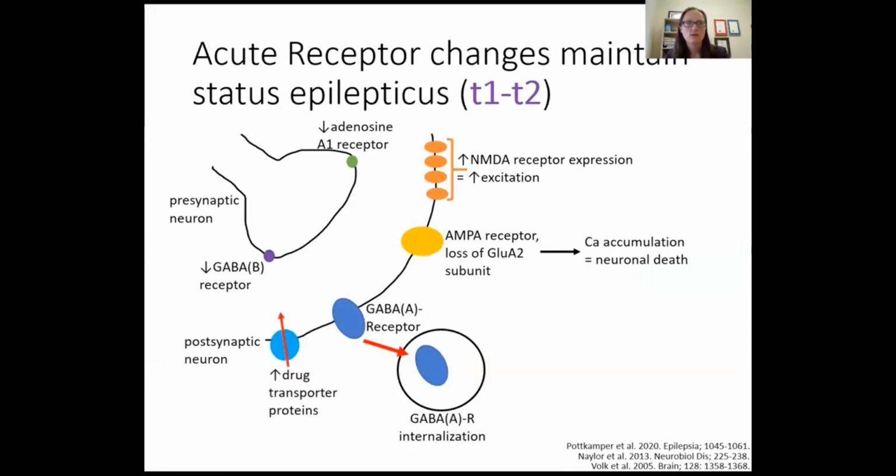There's also an increased expression of drug transporter proteins in the cell membrane, leading to increased extrusion of drugs from the cell. All of these mechanisms together contribute to that developing pharmacoresistance over time.